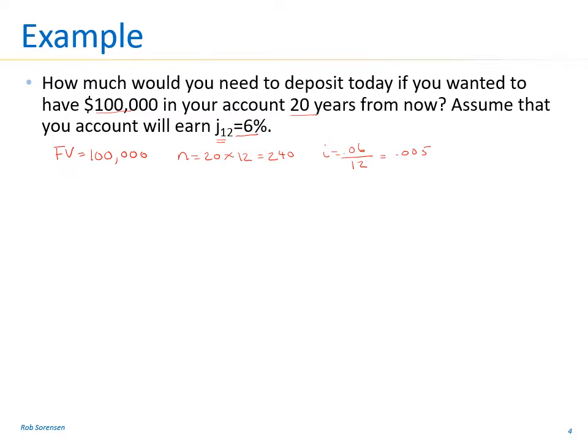And what is it we're trying to find? We want to find what we have to deposit at the beginning today in order to make all this work. So let's take our formula for PV, future value times 1 plus i to the power of negative n, 100,000 times 1.005 to the power of negative 240.